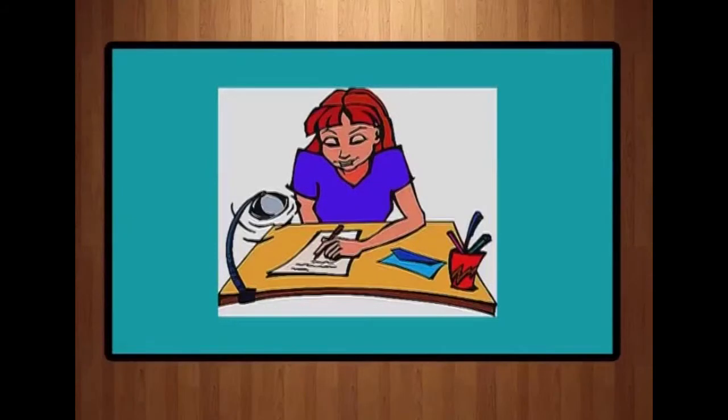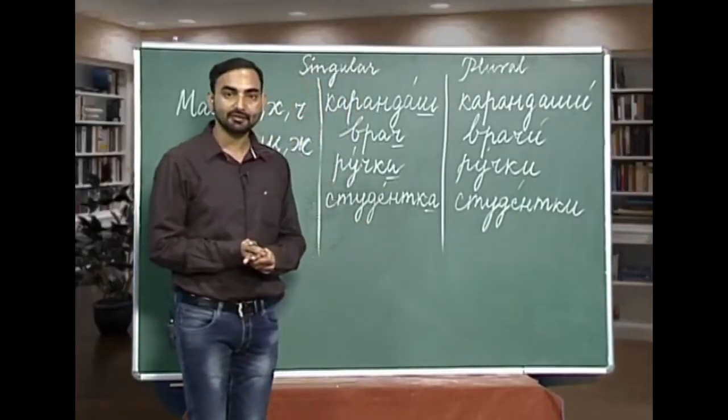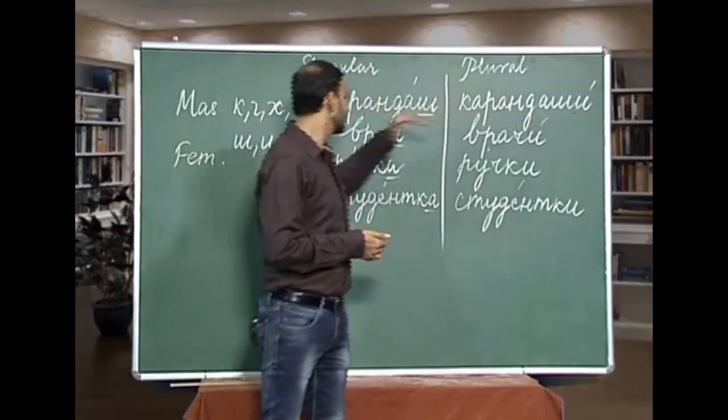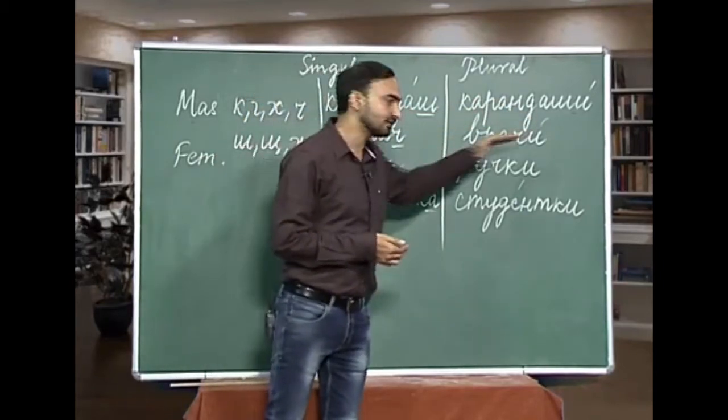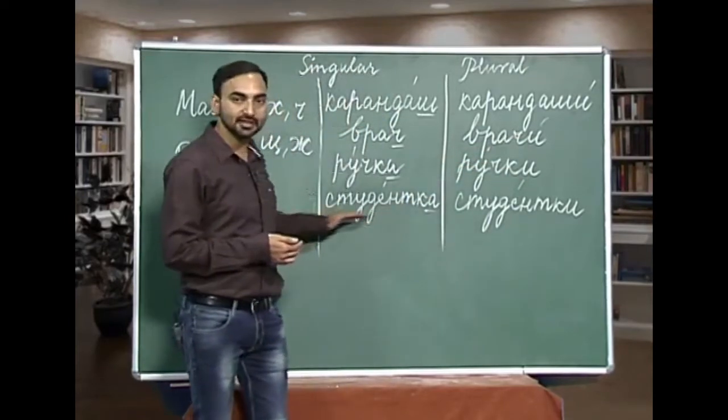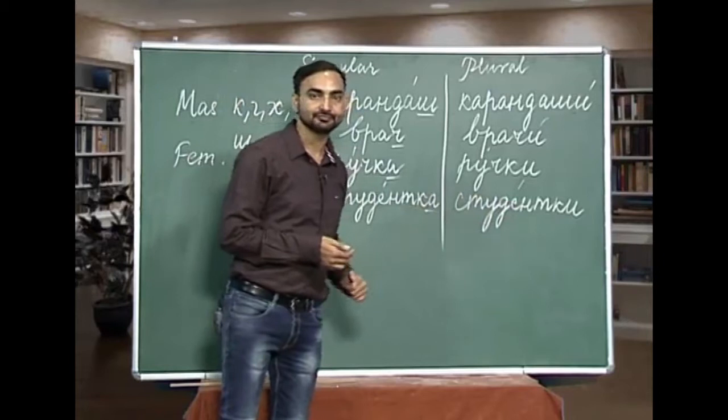Ruchka, as you know, means pen. The next noun is studentka, a female student. Again the same rule will follow here. Studentki. So, plural of studentka will be studentki. Let us revise it once again. Karandash, karandashi. Vrach, vrachi. Ruchka, ruchki. Studentka, studentki.